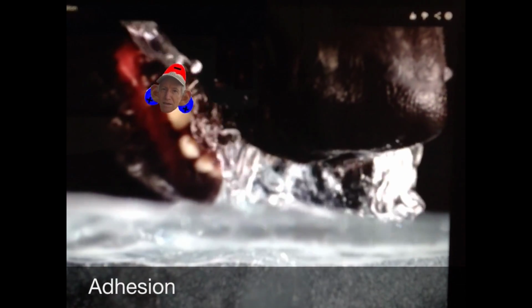Charged areas on the water molecule adhere to oppositely charged areas on the tongue. This is known as adhesion. And without adhesion, the dog wouldn't be able to drink.